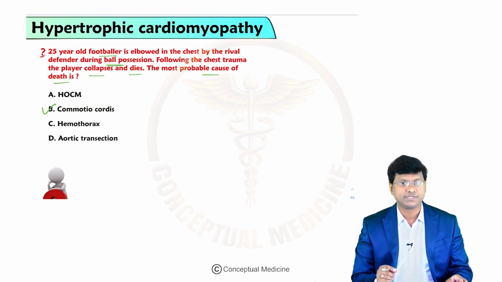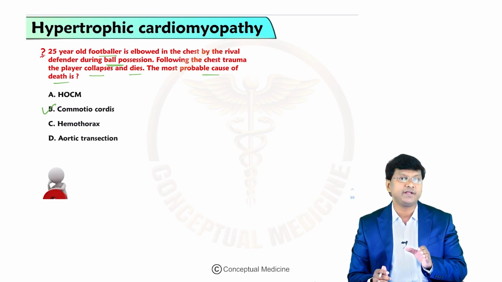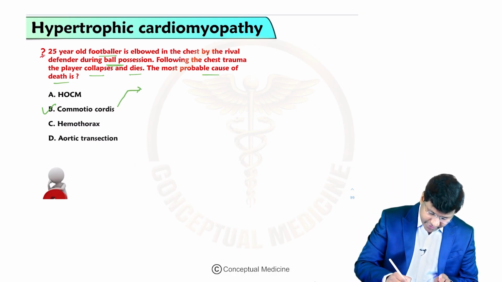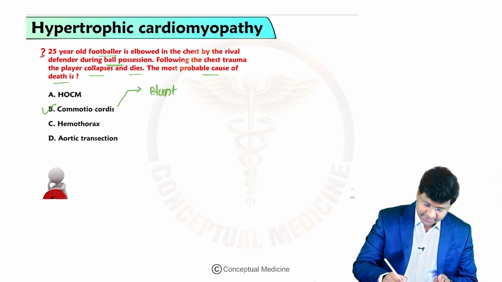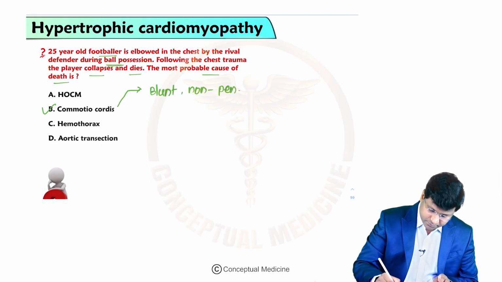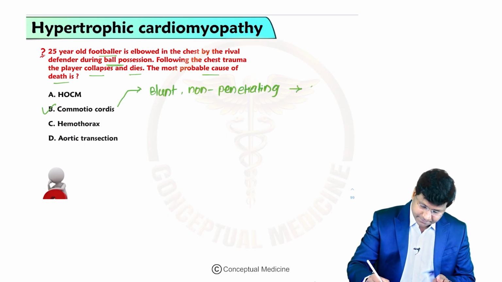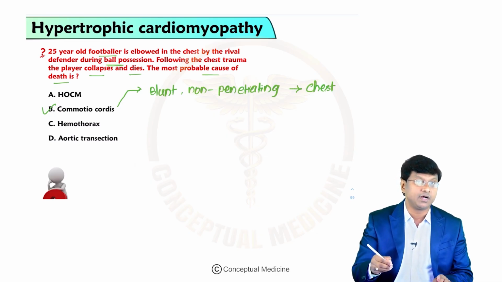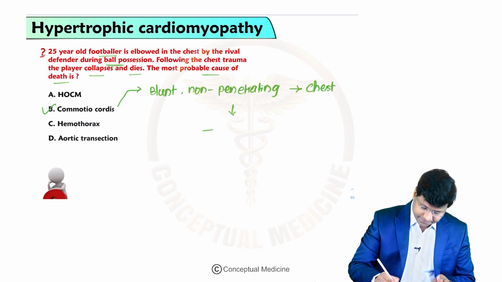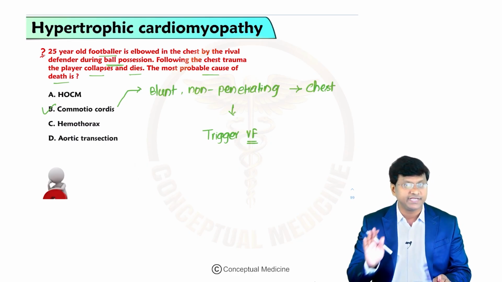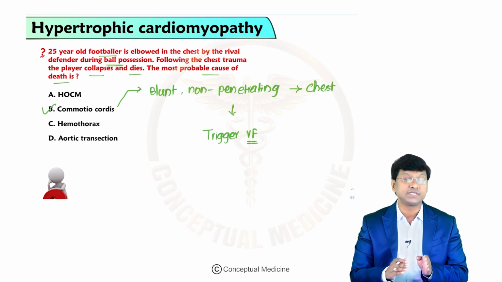What is commotio cordis? It is a clinical condition where an individual, after a blunt non-penetrating trauma over the chest, develops ventricular fibrillation even in the absence of any overt sign of injury. And this syndrome is referred to as commotio cordis.